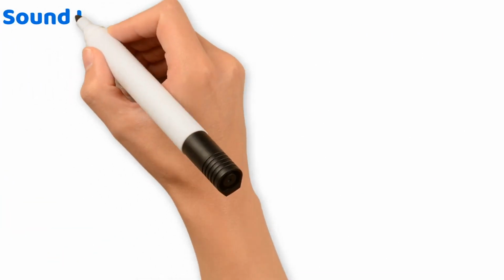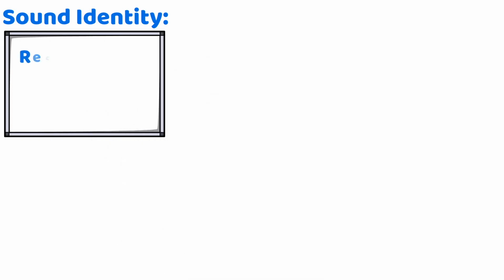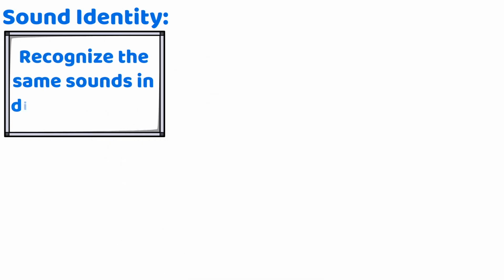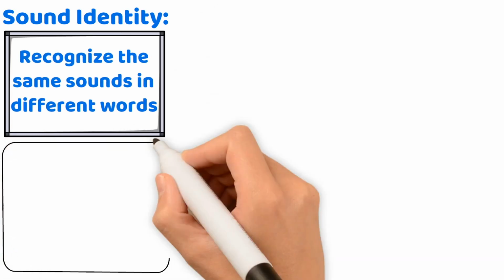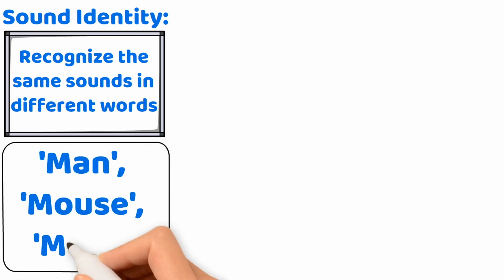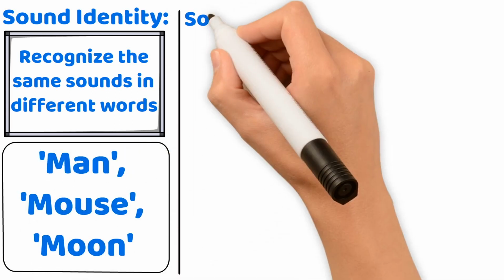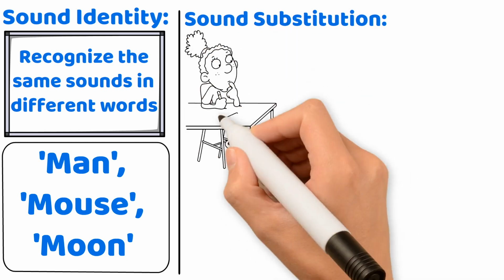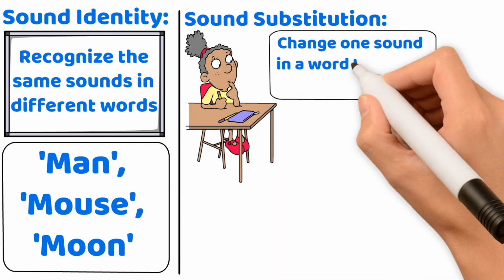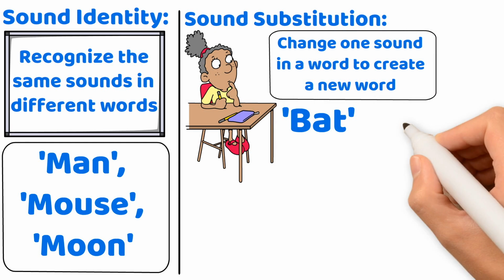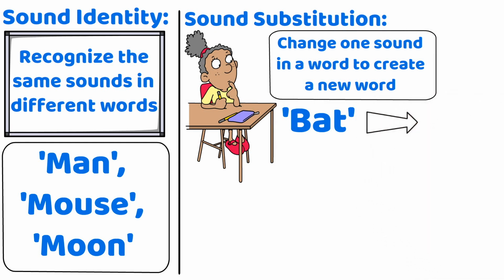Engage students in sound identity, teaching them to recognize the same sounds in different words. For instance, what sound is common in man, mouse, and moon? Answer, M sound. Substitution, helping students change one sound in a word to create a new word. Like, if you change the B in bat to C, what new word do you get?